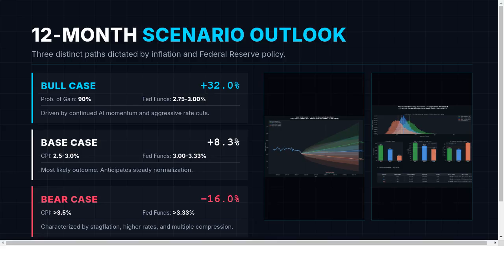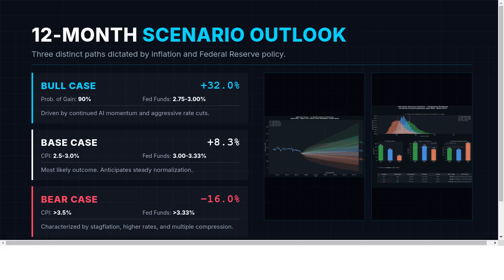Building on our driver hierarchy, we've developed a 12-month scenario outlook, outlining 3 distinct paths for the tech sector. The critical determinant here is inflation. Whether it remains tamed or resurges will dictate our trajectory. Our bull case, driven by continued AI momentum and aggressive rate cuts, projects a robust 32% return for QQQ, with a 90% probability of gain.